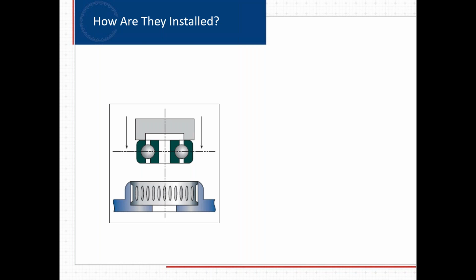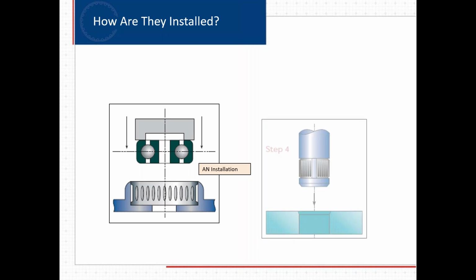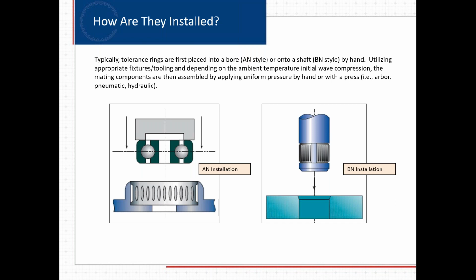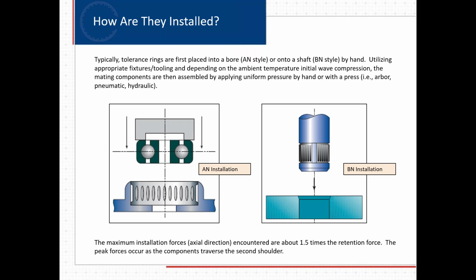How are they installed? Well, for A-style rings, you just squeeze them radially and push them into the bearing pocket. B-style ring, you would slip the BN ring onto the shaft, having it pop into a groove or in a piloted arrangement. And then in most applications you need to use a press, such as a pneumatic, hydraulic or arbor press. And the installation force is usually about 1.5 times the retention force. In other words, it's easier to pull the components apart with a tolerance ring installed between them than it is to initially install them.